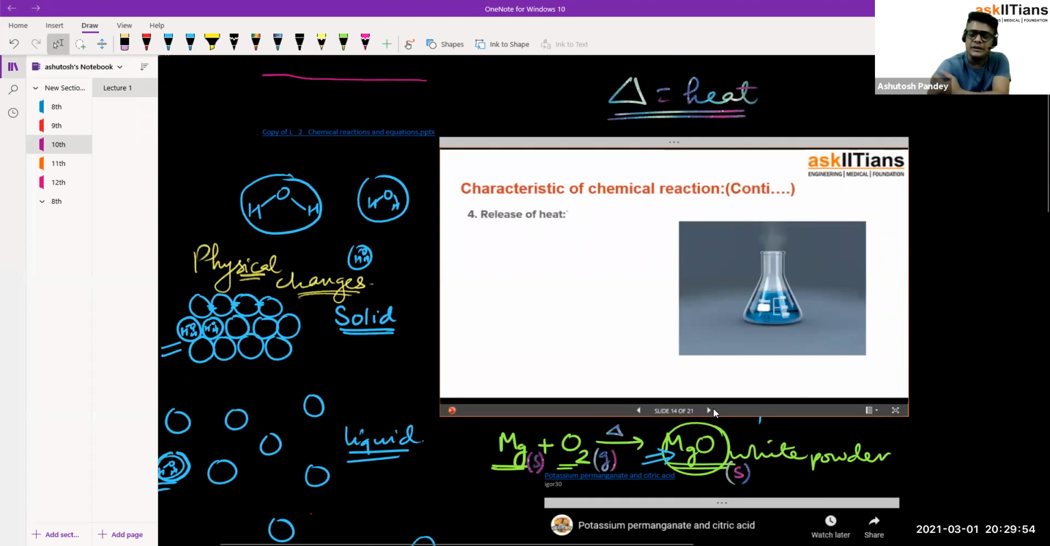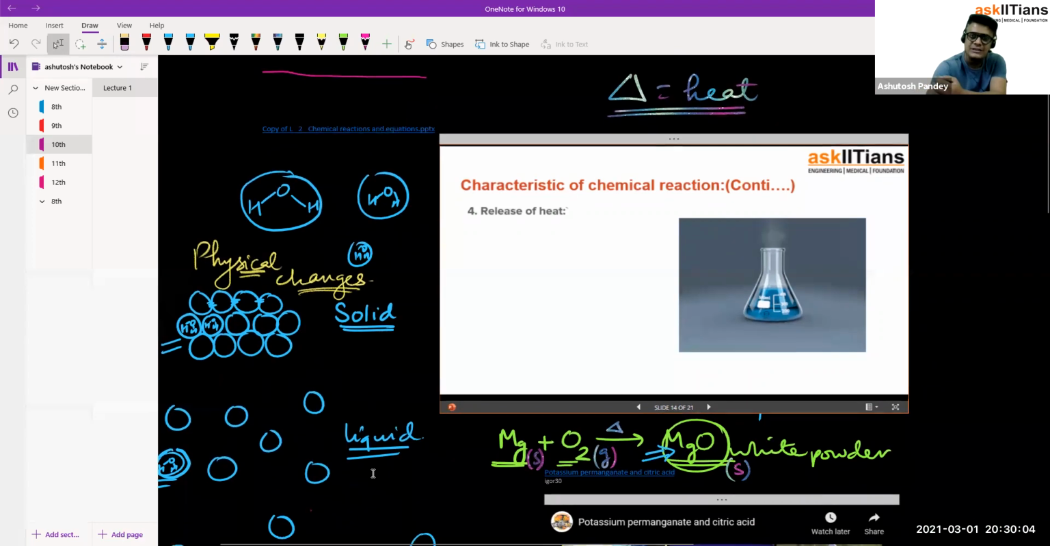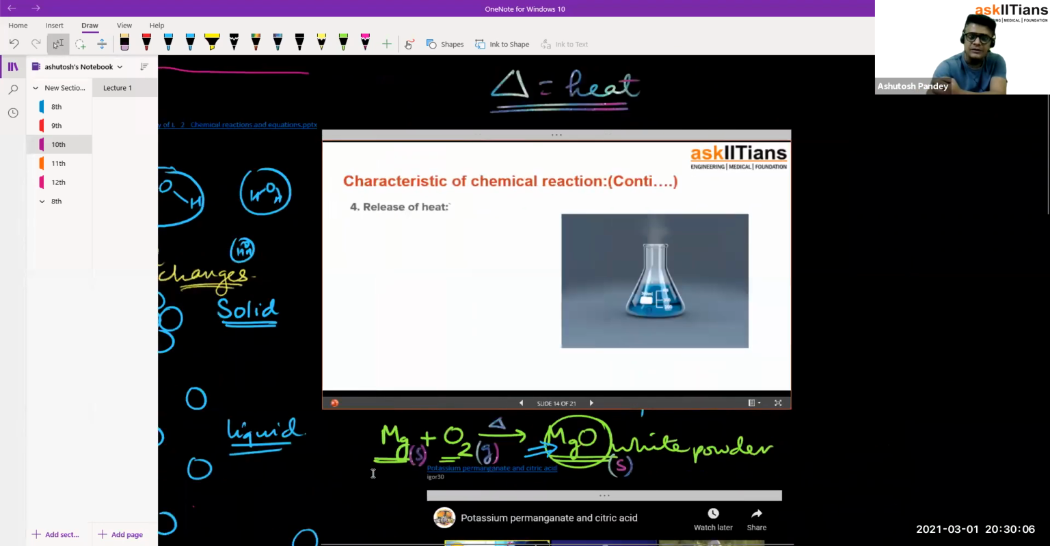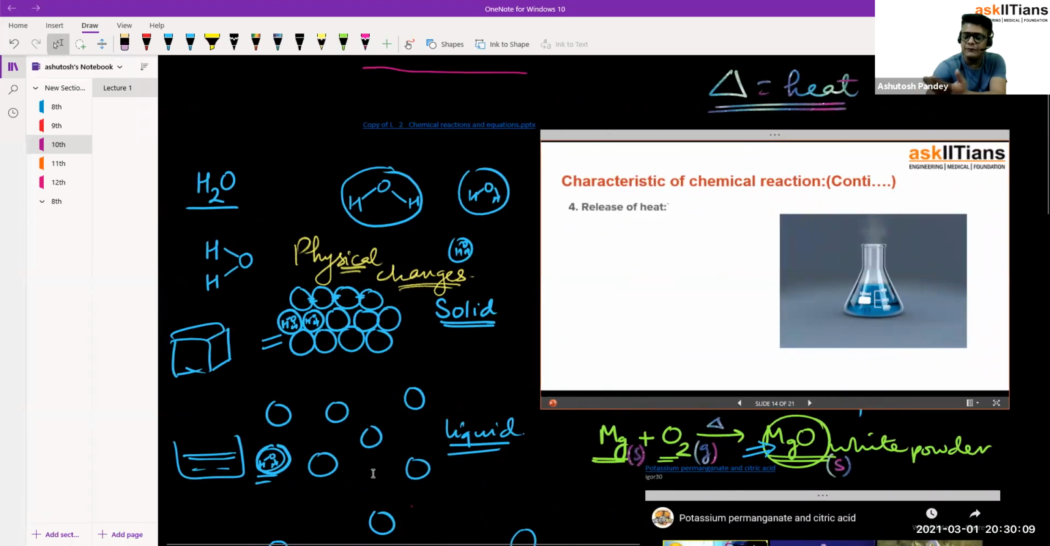Okay, so color change or precipitate formation also means that a chemical change has happened, or whenever we observe some evolution of gas, change in color, and this precipitate formation.